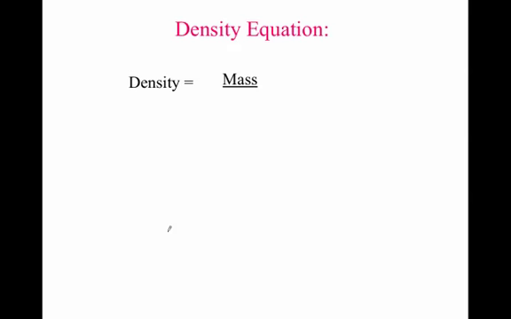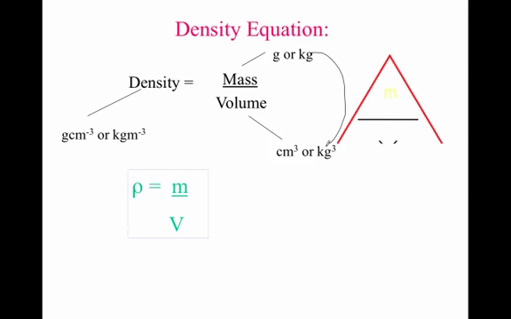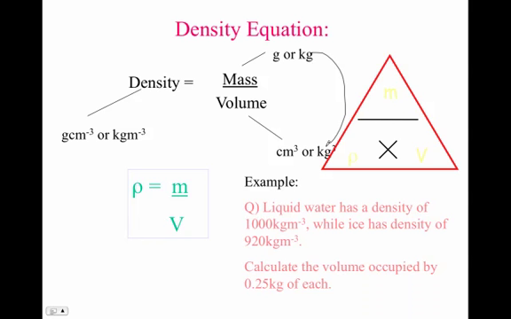So here's our equation, mass in grams divided by volume in centimeters cubed. If we use kilograms, then we have to use meters cubed to keep it equivalent. So liquid water has a density of 1,000 kilograms per meter cubed, while ice has a density of 920. Calculate the volume of each. We'll do that later.